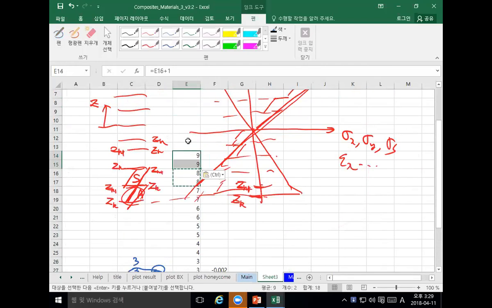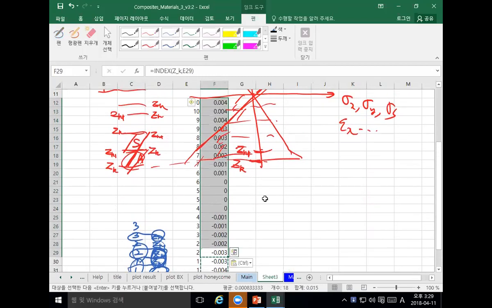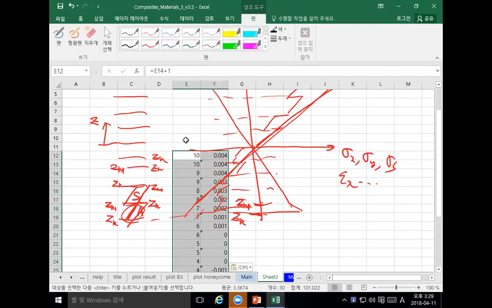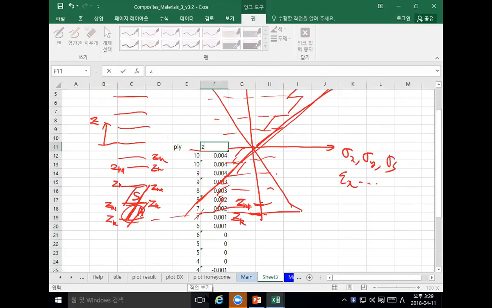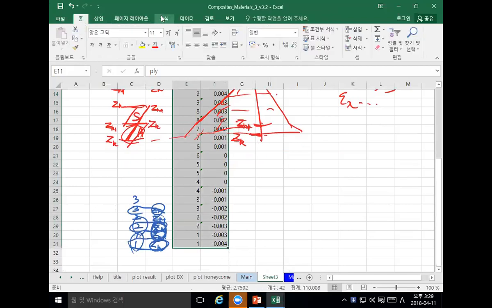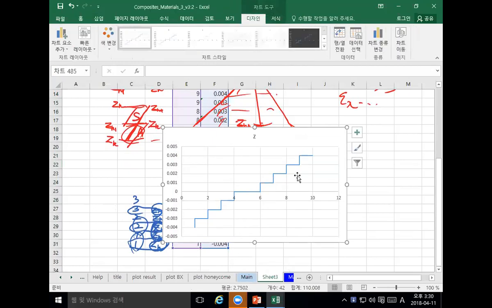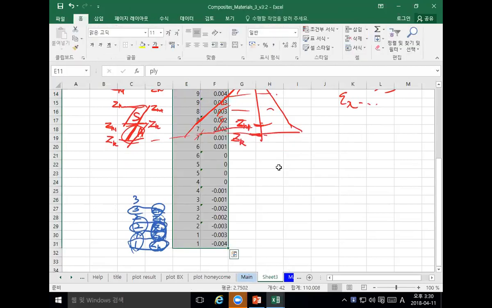So the 9 and 10, and then we just copy and then paste up to 10. Now I will show you what it means. This means a ply number, and this is the Z coordinate number. So if we plot them, well, it's not much special, but just to show you. And this one, see, this is the first ply, bottom, top, second ply, bottom, top, and so on. So this is what we have.